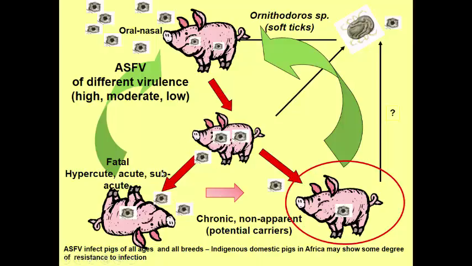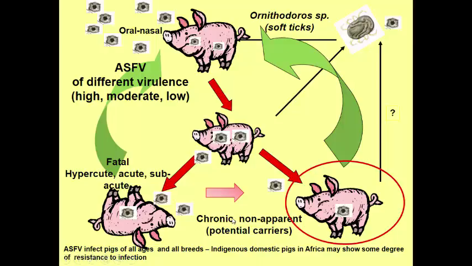Domestic pigs get infected by the oronasal route, and what happens depends on the viral isolates. African swine fever is not only one virus. There are very many viral isolates from different areas, and they are of different virulence, related to viral doses and related to host sensitivity.